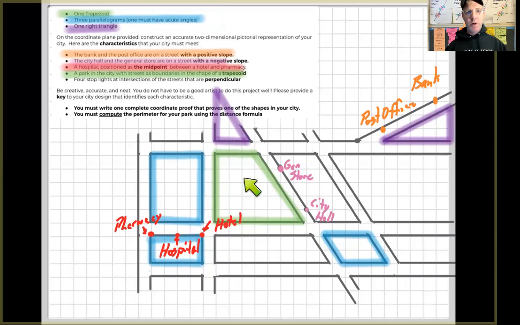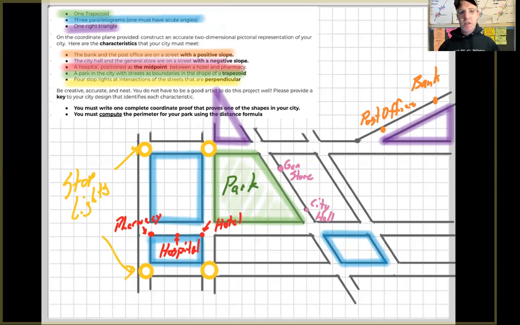Oh, and then I need a park with boundaries that form a trapezoid. So there's my park. I could have picked this as my park. Doesn't matter. Oh, and then I need 4 stoplights at perpendicular intersections. So there are my 4 stoplights. Okay, so that's pretty much it.